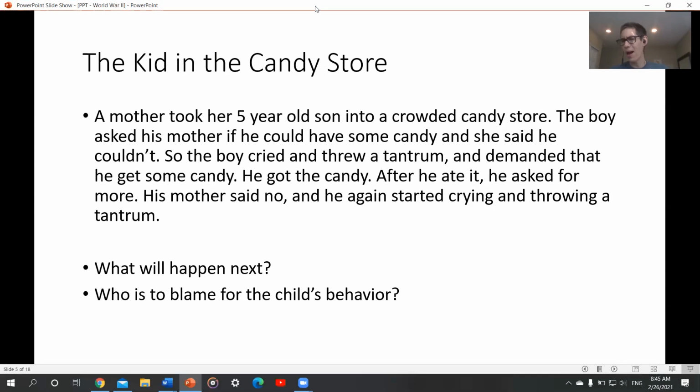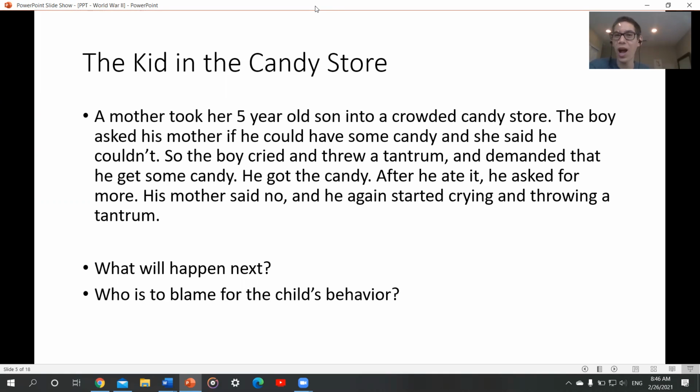Now, take a minute and imagine for yourself that you are at a candy store. Imagine that a mom takes her 5-year-old son to the candy store. So it's a crowded day. Let's say they're going to the candy store because it's dad's birthday. They got to buy dad candy. The boy asks his mom if he can have some candy, and the mom says no. So what's the kid do?